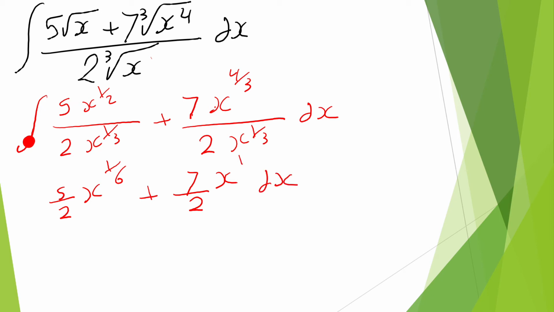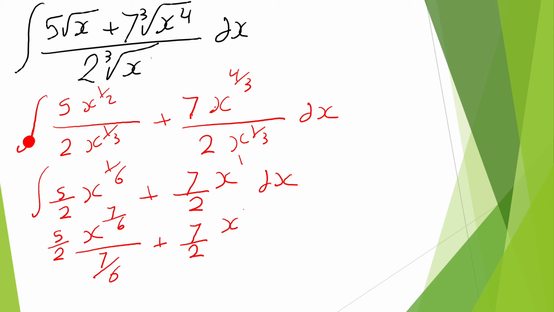dx. So we still have not integrated, therefore we keep the integration sign. So now we're going to integrate. So it's 5 over 2 x to the power of 1 over 6 plus 1, which gives me 7 over 6, over 7 over 6, plus 7 over 2 and x squared over 2 plus c. You can simplify further.